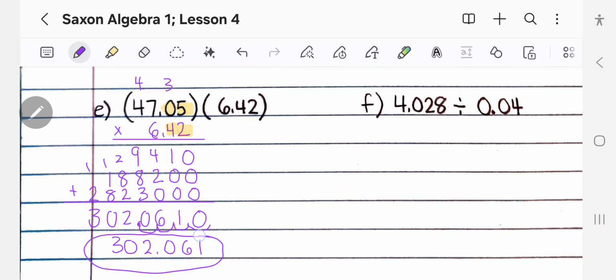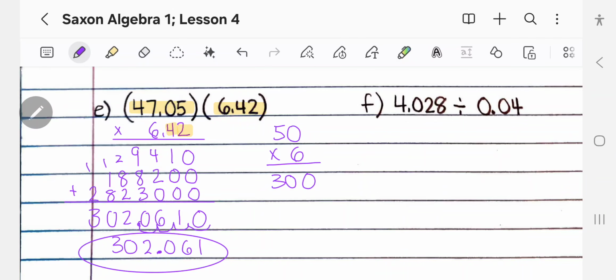And again, like we said in the review video, you can ask yourself, does this make sense? I think that's great if you stop and say, you know what, does this answer make sense? Well, this is about, let's say that's about 50. Okay, we're going to round it, make it a little easier on ourselves. Let's say this is about 6. So this is about 50 times 6. So the answer should be about 300.